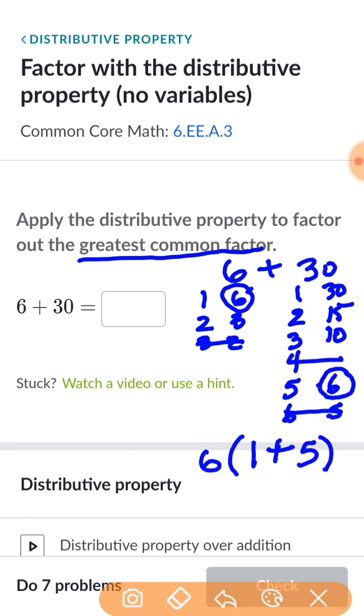And if you weren't sure, you could always use your factor pairs, because when you asked yourself what number times 6 gave you 6, the answer was right next to the original 6, which is right here. So 1 times 6, and when you look right here, you have 5 times 6. So the number that's missing, if you wrote your table out, will show up right next to the greatest common factor. So your final answer is 6 times 1 plus 5. And that's it.